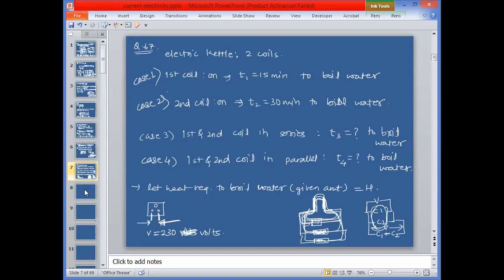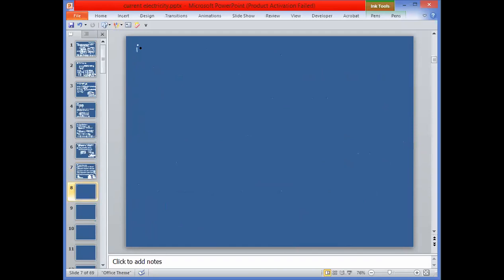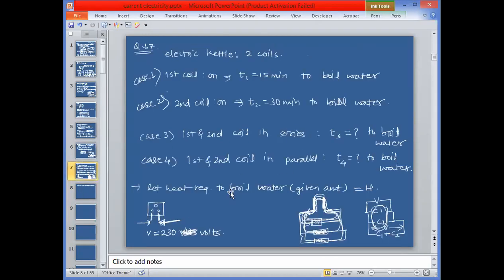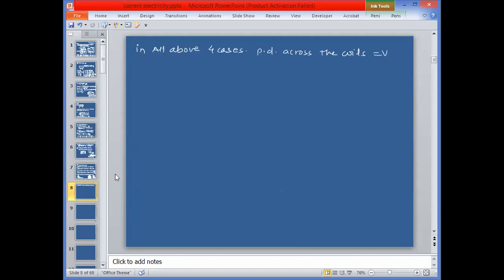Okay. So the second thing that we have to write in this question is, in all the above 4 cases, the potential difference across the coils is equal to V. In all the cases, you need heat equal to H. And in all the cases, the potential difference across the given combination of coils is V. Let it be series, let it be parallel, let it be only one coil, across it the potential difference will be V volts. Okay, fine, no problem.